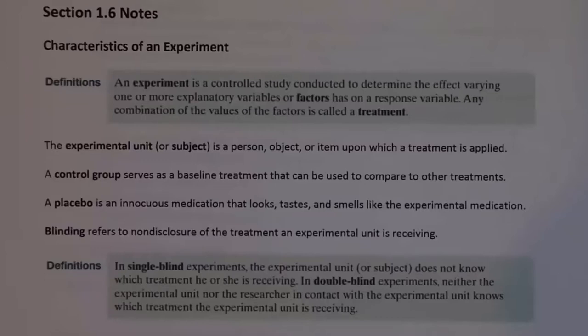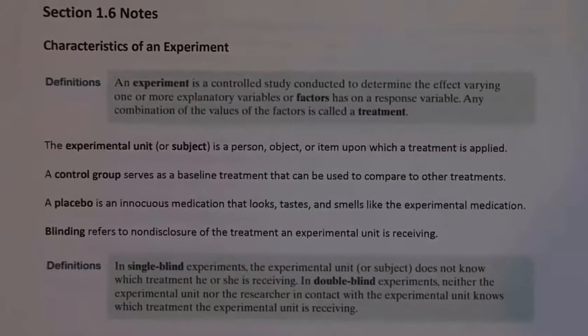So anyway, back in section 1.2, we looked at the difference between an observational study and a designed experiment, and then we focused on the different types of observational studies. So if you'll remember, we talked about cross-sectional studies, we talked about cohort studies, and so on. Well, now we're going to focus on experiments and the different types of experiments. So that's the notion of section 1.6.